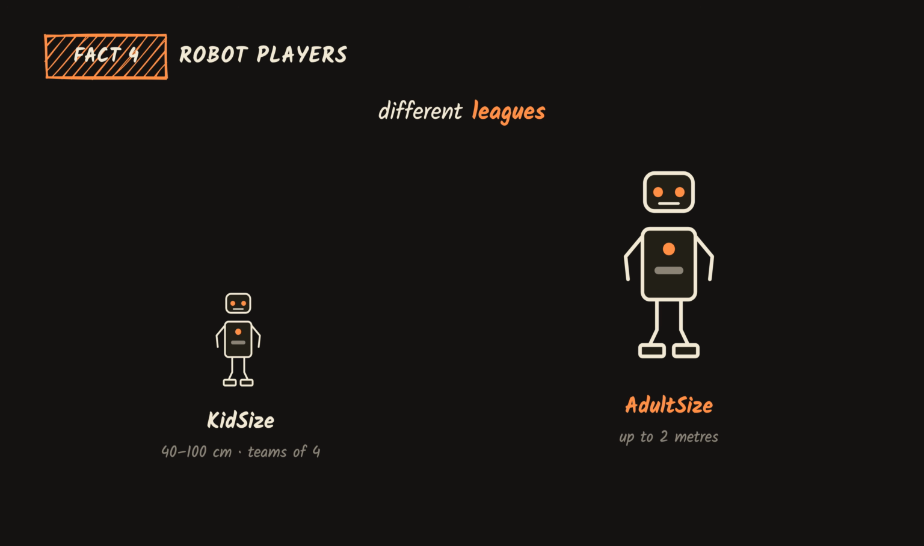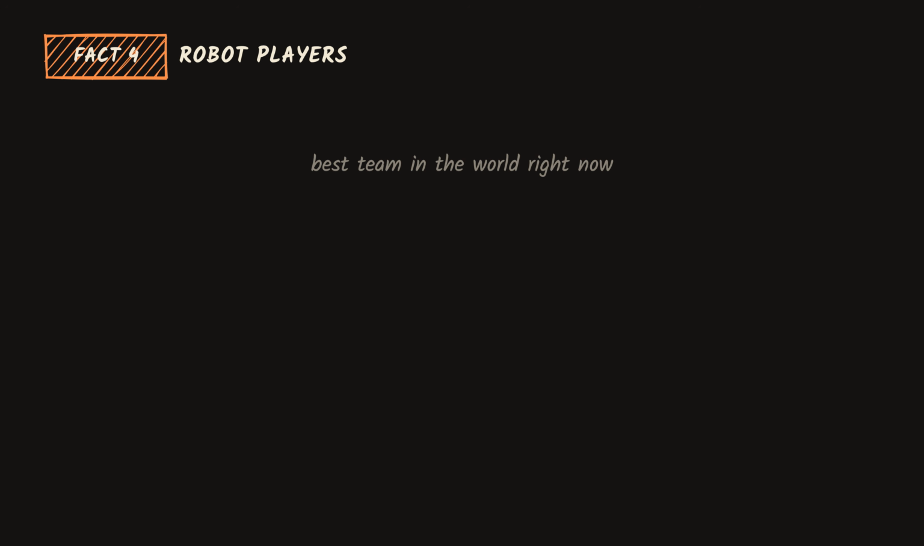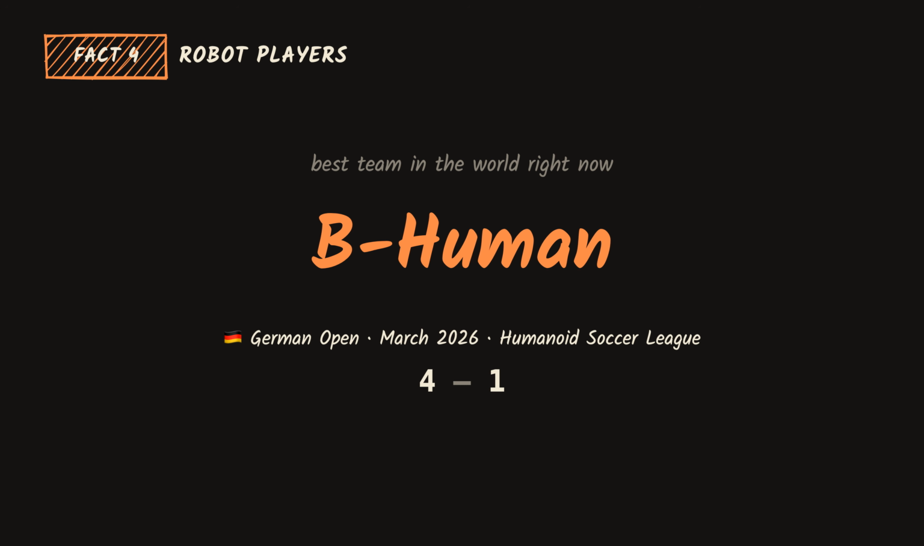There are different leagues. Kid-size robots, 40 to 100 centimetres tall, teams of 4. Adult size, up to 2 metres. Fully autonomous, no remote control. They see the ball, decide where to move, coordinate with teammates, and kick, all on their own. The best team in the world right now is a German squad called Be Human. They won the German Open in March 2026 in the Humanoid Soccer League, 4-1 in the final.